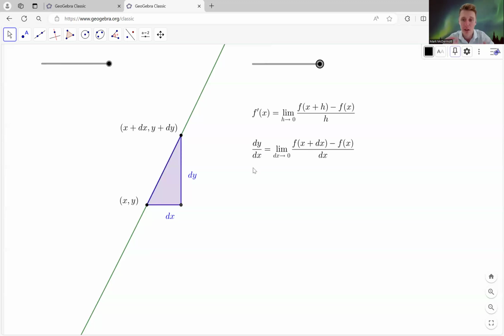This is by no means super in depth, but I just wanted to give you the intuition for why you might be able to treat it as a fraction.